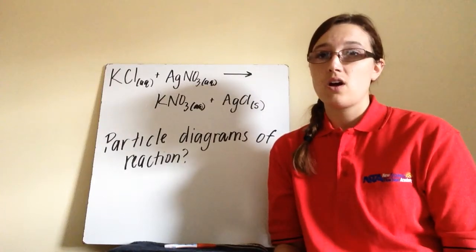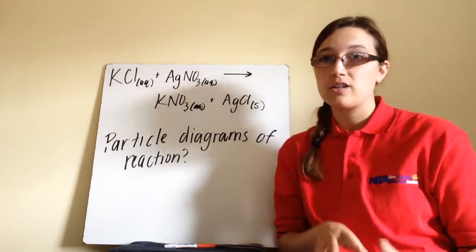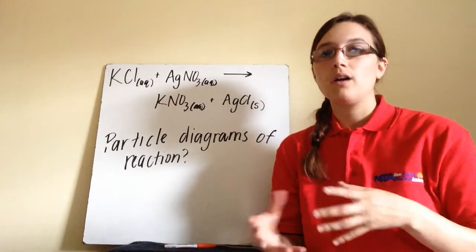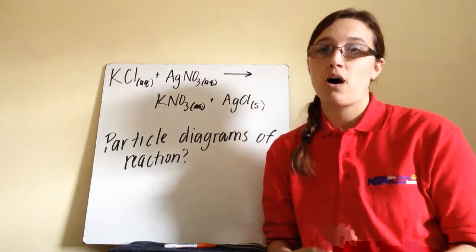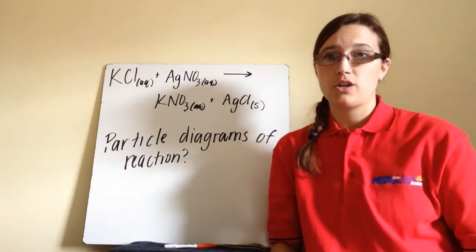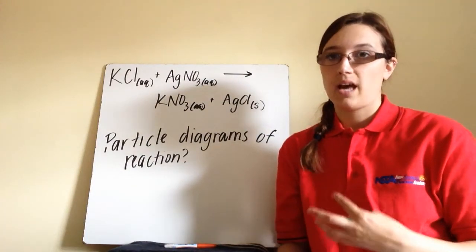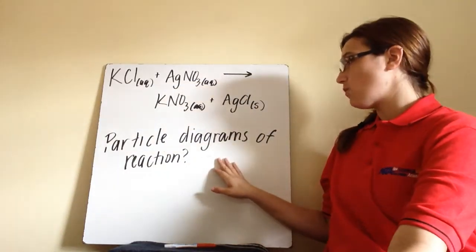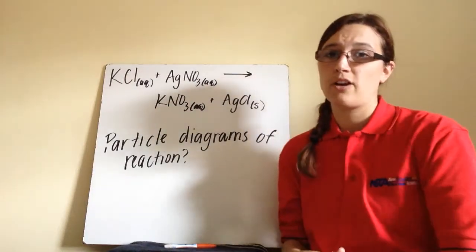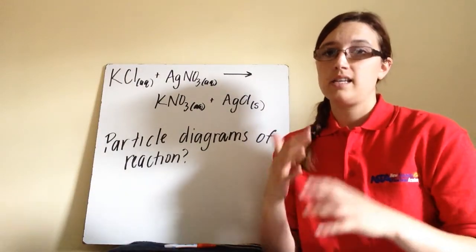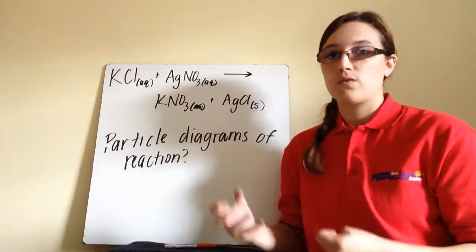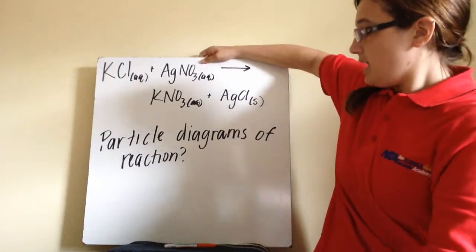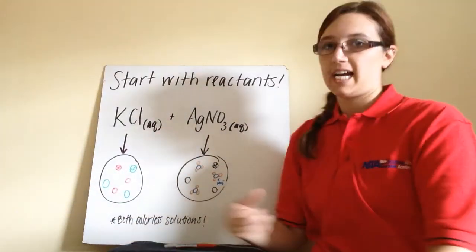What I want to focus on with this video is looking at the microscopic level and looking at particle diagrams. And these particle diagrams that I want to look at are going to show us why net ionic equations are useful and how to represent chemical equations at the particle level. So what we're going to start with is particle diagrams of the reactants, just to start off the overall diagrams of the reaction.